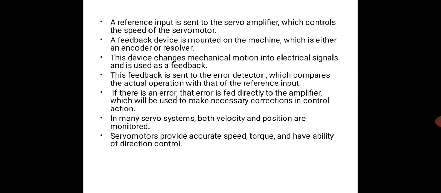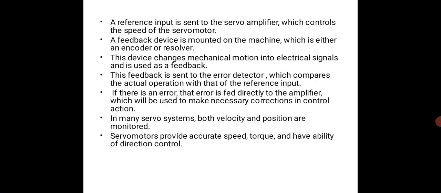Reference input is sent to the servo amplifier which will control the speed of the servo motor. A feedback device is mounted on the machine. This is either an encoder or resolver. This device changes mechanical motion into electrical signals and it is used as feedback. This feedback is sent to the error detector, which will compare the actual operation with that of the reference input.